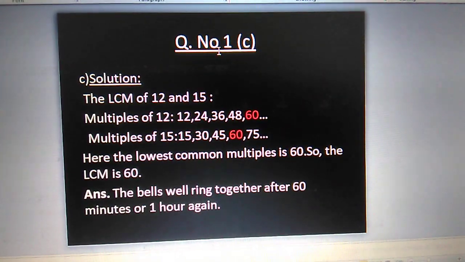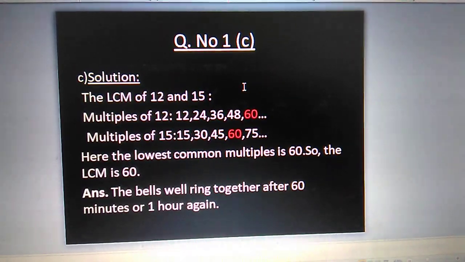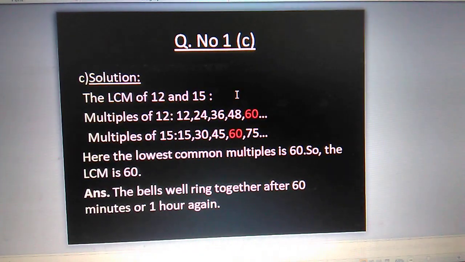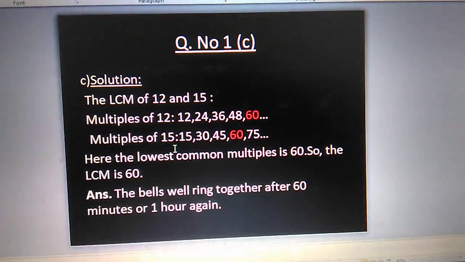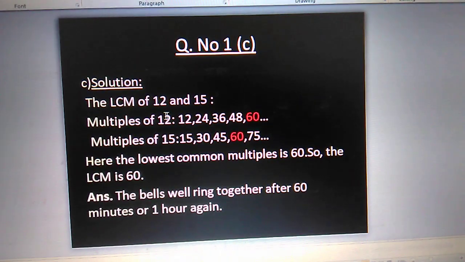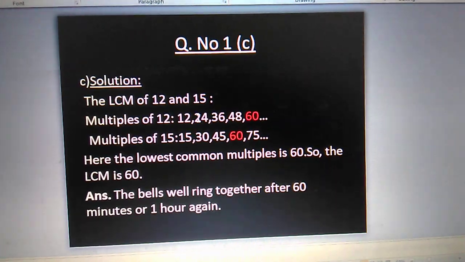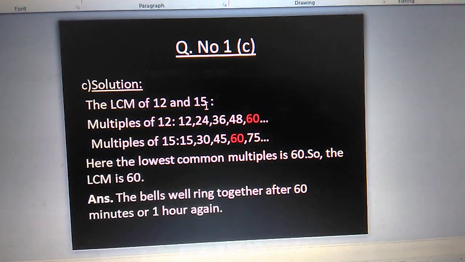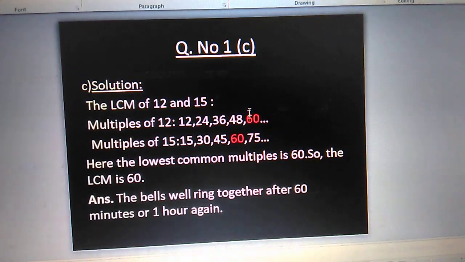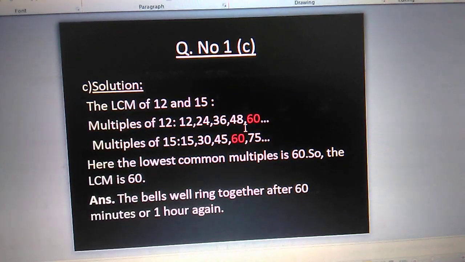Next, go for question number 1C, solution. Here also just the numbers are different, but we have to find the LCM. The LCM of 12 and 15, so we have to find the multiples of 12 and the multiples of 15. Multiples of 12, we multiply 12 at first by 1, then 2, then 3, then 4, then 5, in that way. When we get the lowest common multiple, there we can stop. So the multiples of 12 are written.